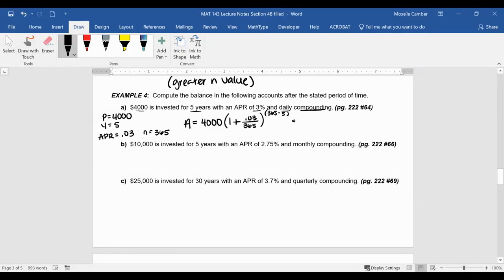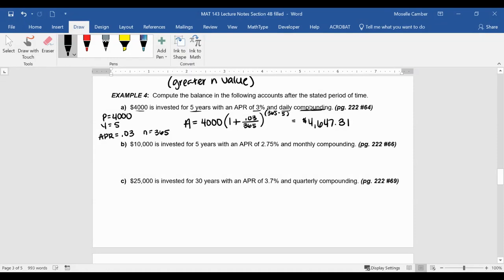So put this in the calculator. Again, start with the parenthesis, do all that, and then do 4,000 times second answer. And we get an ending balance of $4,647.31.